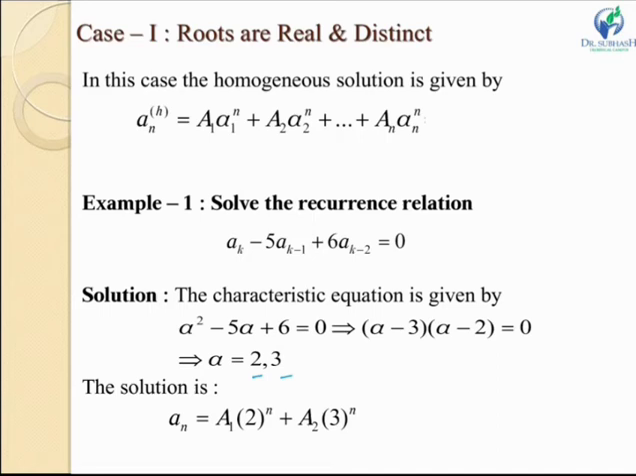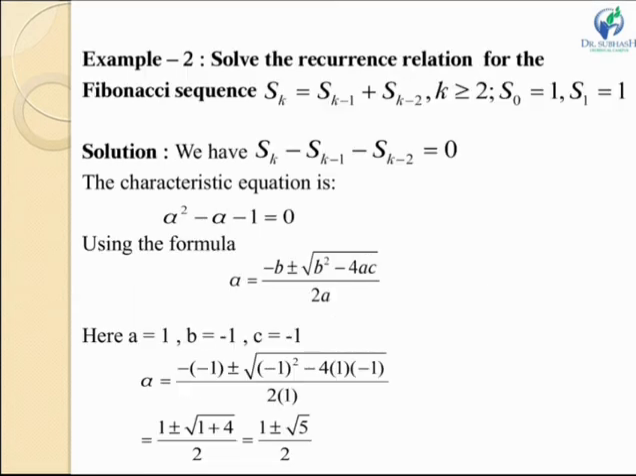So according to case 1, we can write the solution as a_n equal to A1 into 2 raised to n plus A2 into 3 raised to n. So this is the solution of the given recurrence relation. This can also be written as a_n^h. a_n^p we will not find over here.